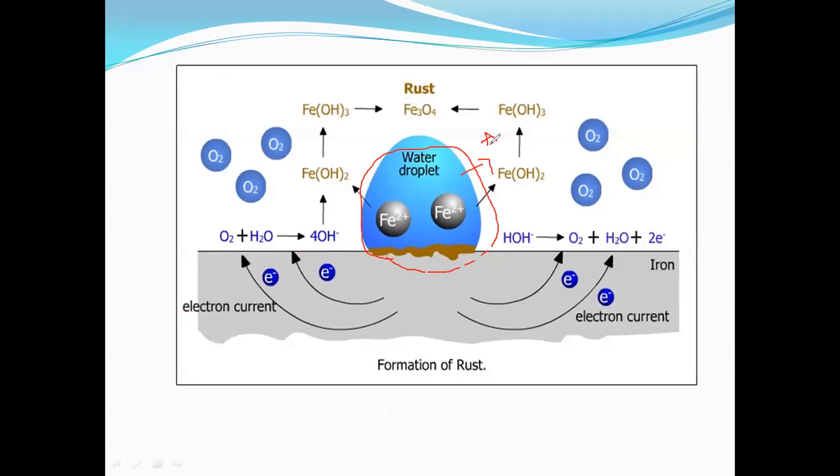What is known to be anode here? Where iron is converted to give iron 2+. Iron gives rise to iron 2+ and 2 electrons. Loss of electrons is known as oxidation. Now what are we taking here? We are taking a basic medium. And here we are taking a neutral medium.